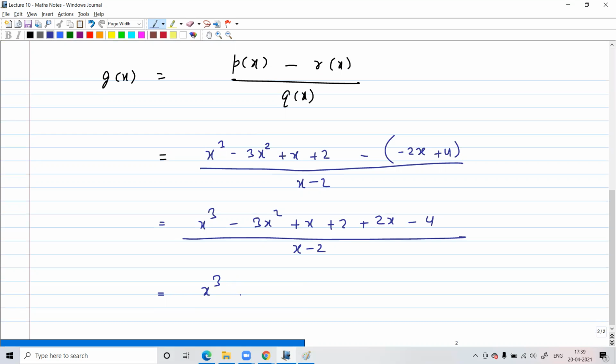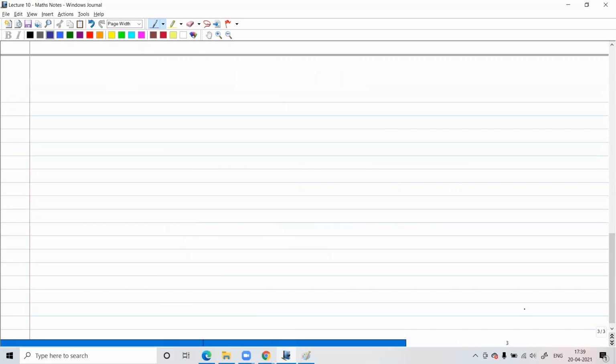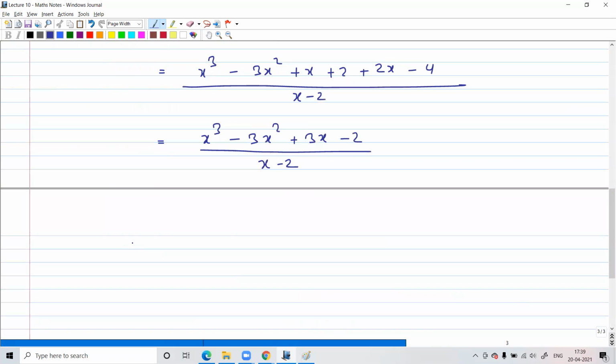So it should be x cubed minus 3x squared plus 3x minus 2 by x minus 2. So now this division you will do and tell me what is the g(x). Those of you who have done it, it's okay.